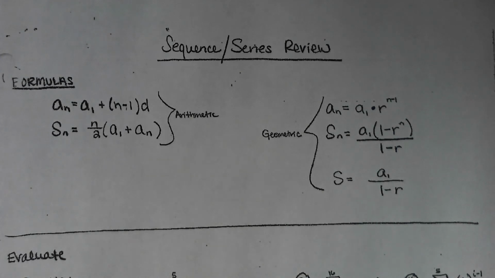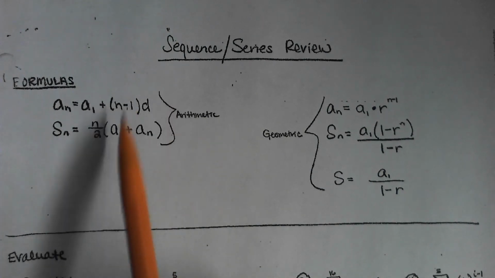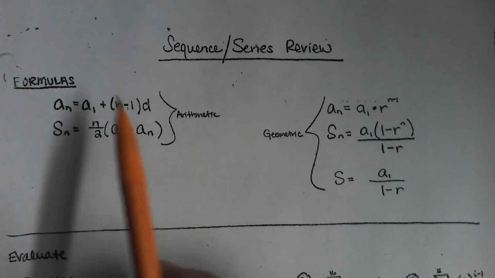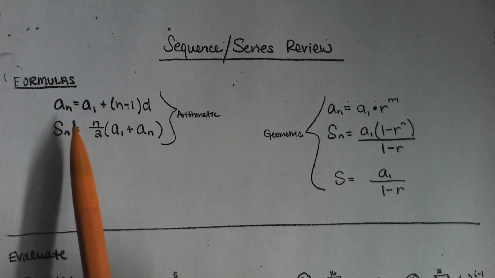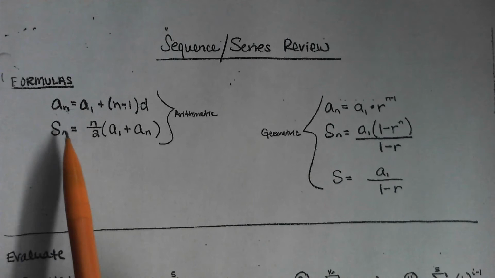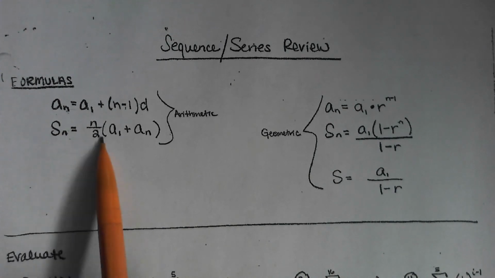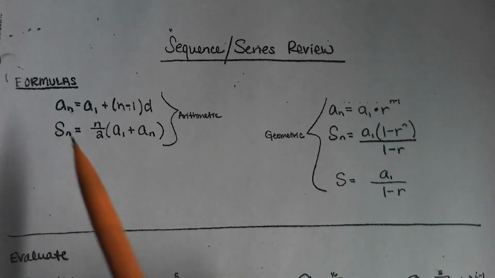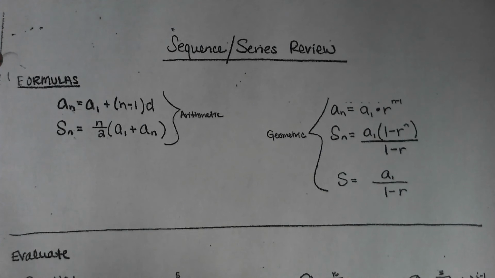Formula, so let's talk side by side about what we need from each one. I did the arithmetic in the first column, the geometric in the second column. In the arithmetic sequence, a sub n is used to find the fifth term only, versus s sub n, which is the arithmetic series. If you do s sub 5, that would be the sum of the first 5 terms.